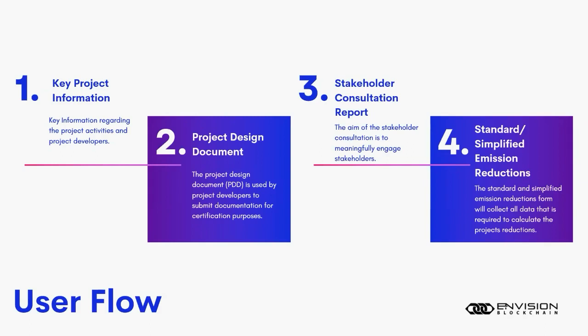Then we have the project design document, which is also used by project developers to submit documentation for certification purposes. And we have the stakeholder consultation report, which I mentioned before. We're making sure that, again, there's meaningful engagement with all stakeholders and that comments are taken into account. And if they're not, we have an explanation as to why. We also have the standard or simplified emission reduction schema. This standard and simplified emission reductions form will collect all the data that is required to calculate the project's reductions.